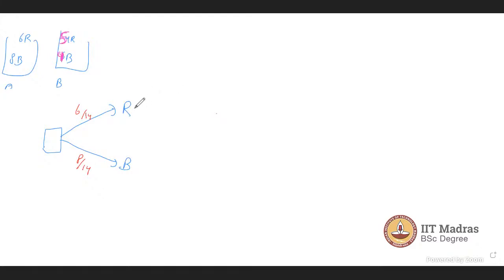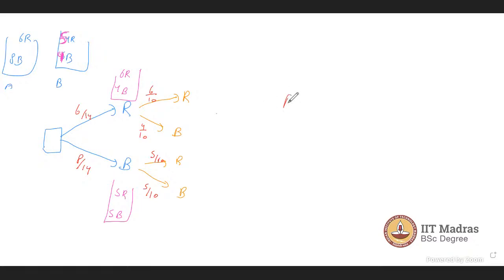Okay, after transferring to bag B, if a red ball is transferred, my bag B has 6 red and 4 black. If a black ball is transferred, my box B has 5 red and 5 black, right? So the probability that a red ball or black ball is chosen: red ball chosen is 6 by 10, black ball chosen is 4 by 10. After transferring the black ball to box B, you can choose a red ball with probability 5 by 10 and a black ball with probability 5 by 10, right?